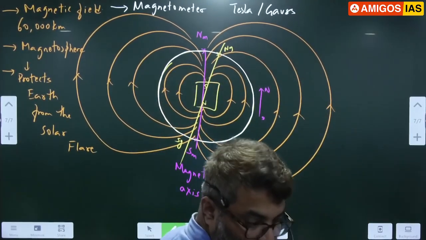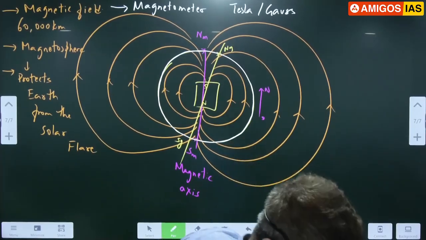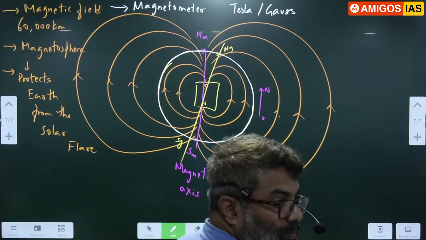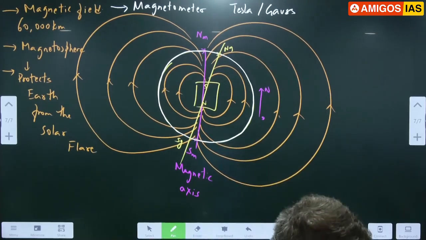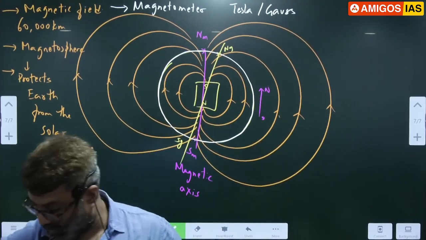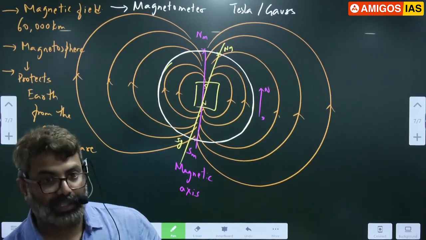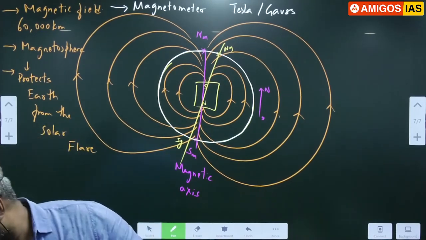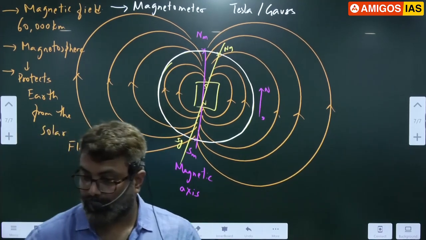North magnetic pole. This is North Pole. Geographic north pole, geographic south pole. 90 north, 90 south. Correct. This is magnetic north, magnetic south comes somewhere here. That corner. In our atlas, this other atlas they have shown. Here. You can check this. Magnetic south also they have given in Orient Black Swan, page number 82.